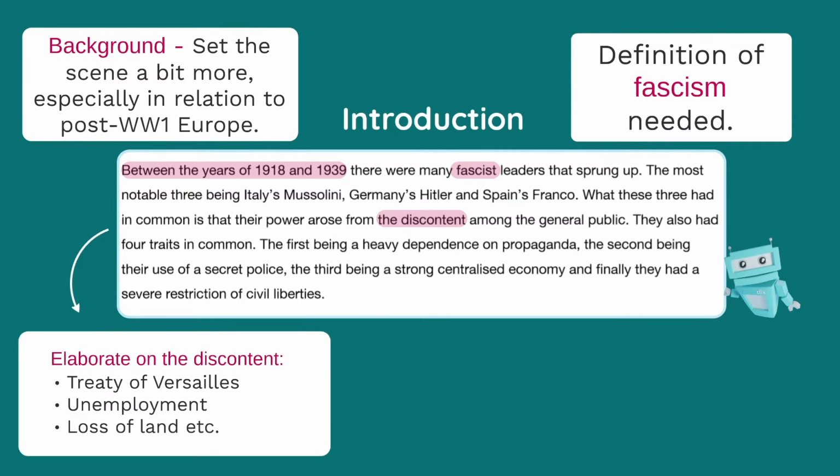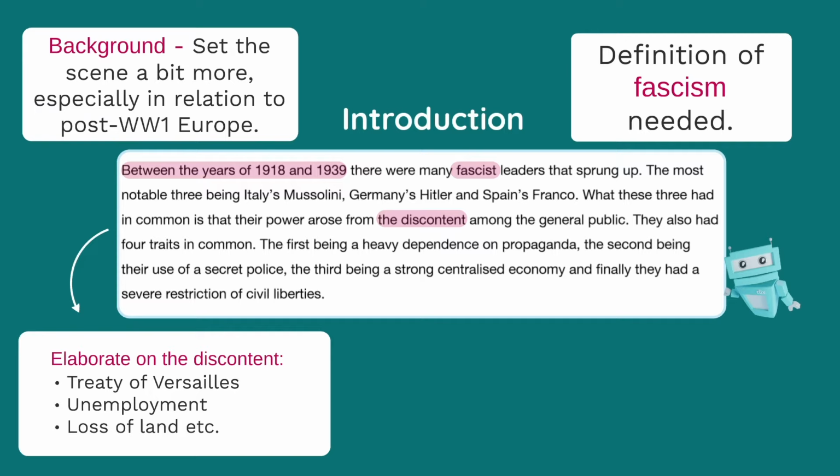You could talk about how people were so annoyed about the Treaty of Versailles, the high levels of unemployment, the loss of land. All of that grievance led to people being annoyed at their democratic governments, etc., and the fascist leaders were able to swoop in and take charge. So a little bit more detail on that would be nice to set the scene.